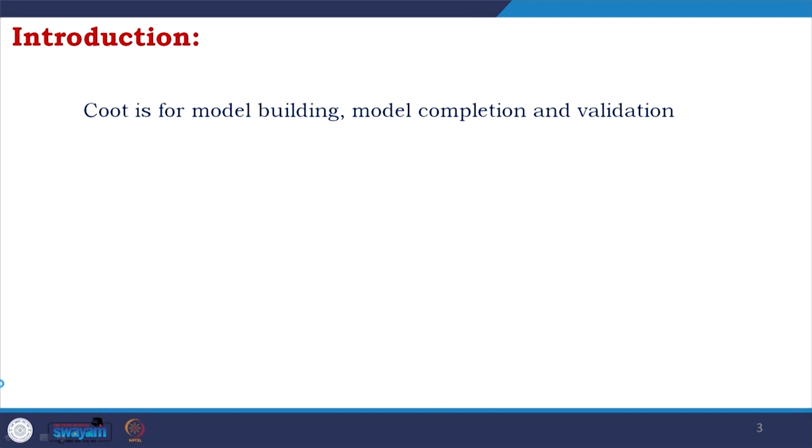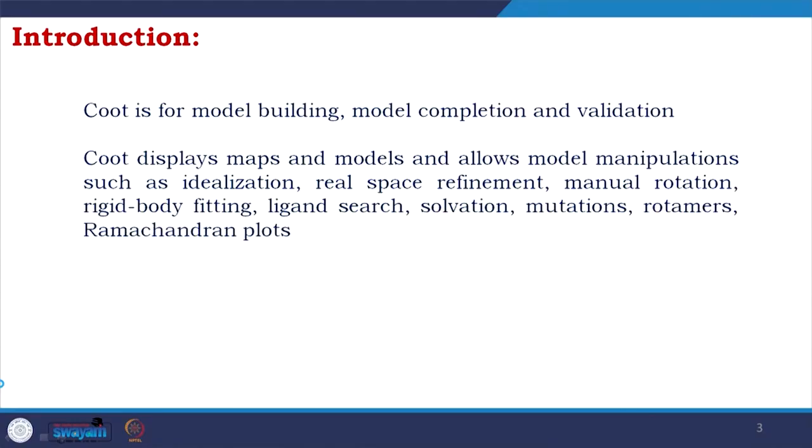Coot is for model building, model completion and validation. So, it is not only to visualize, but to build the model, to look at the process, the journey to complete it, and more importantly to validate. Coot displays maps and models and allows model manipulation such as idealization, real space refinement, manual rotation, rigid body fitting, ligand searching, solvation, mutations, rotamer, Ramachandran plots and what not.